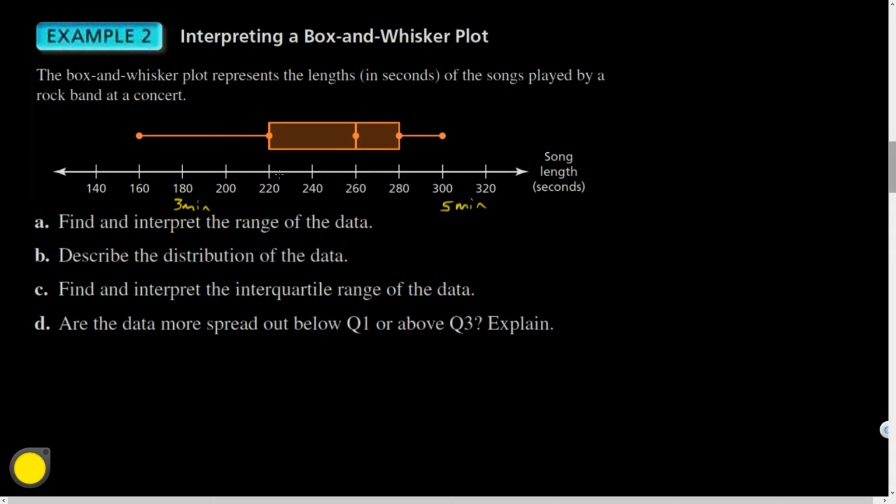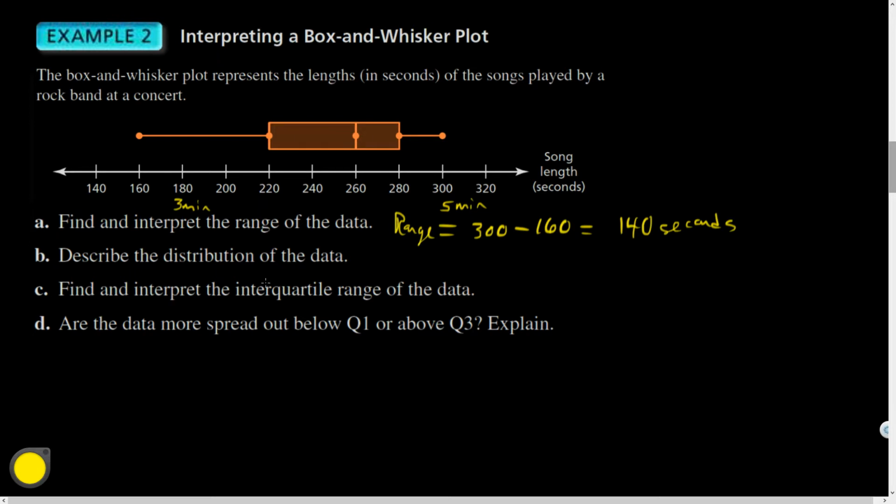Find and interpret the range of the data. Okay, what's the range of this data? So the range is going to equal 300 minus 160, the maximum minus the minimum. So I get 140 seconds is the range. So the longest song and the shortest song, oh, these are played by a rock band at a concert. So a single band, they're playing their set, and this is the range. Okay, all right. So we're not talking about radio edits in this case.